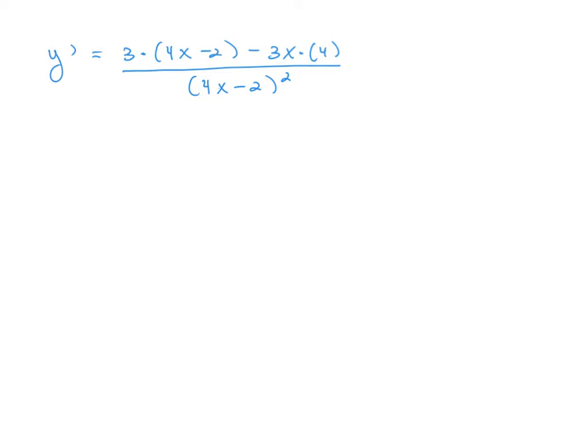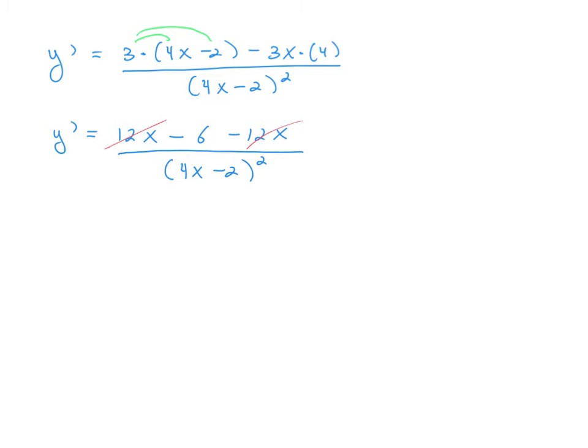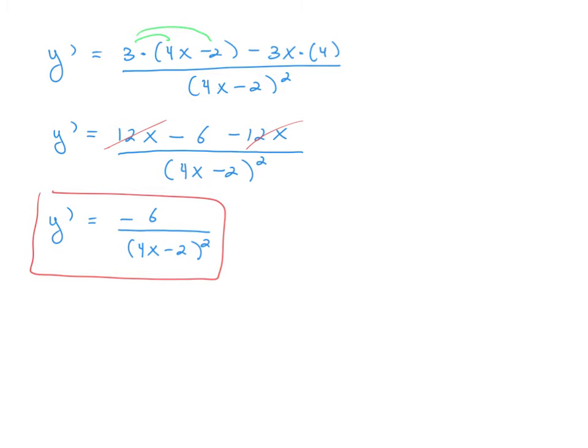So here's my derivative. It's not simplified, but I see I can multiply in the 3. And so I get that y prime is equal to 12x minus 6 minus 12x, all over (4x minus 2) squared. And interestingly, those 12x's cancel, and I have that y prime is equal to negative 6 over (4x minus 2) squared. Now, is this equivalent to our other derivative?